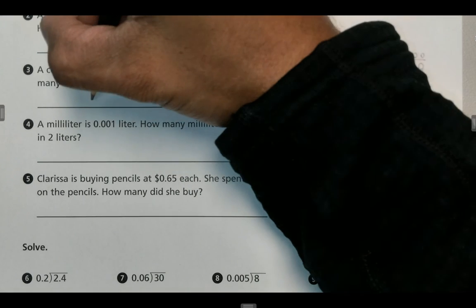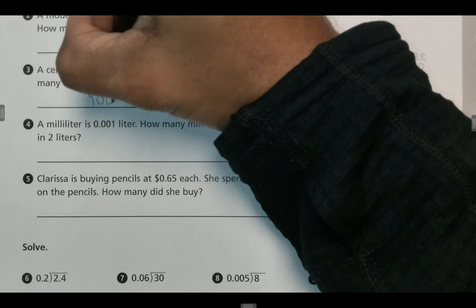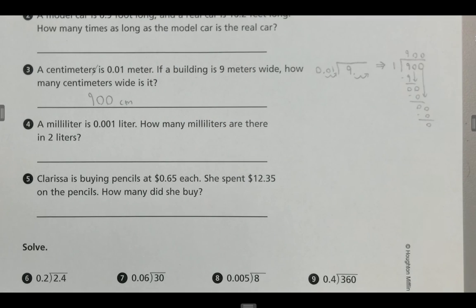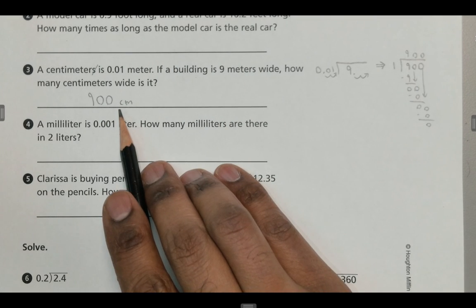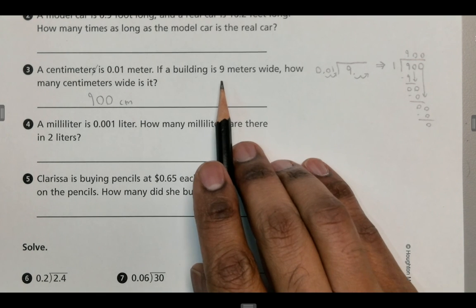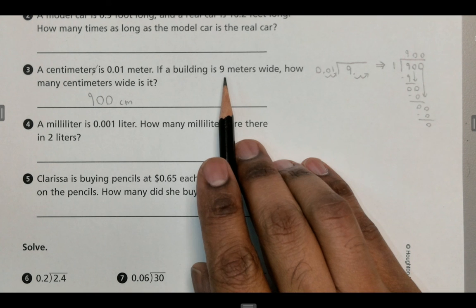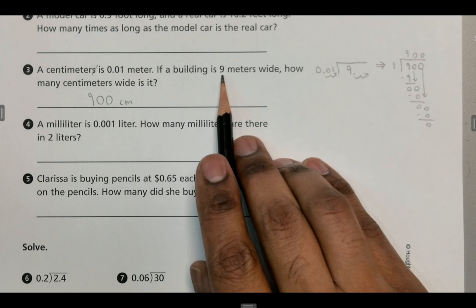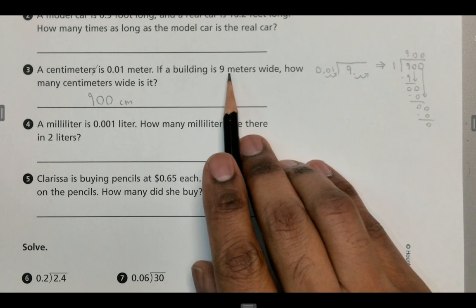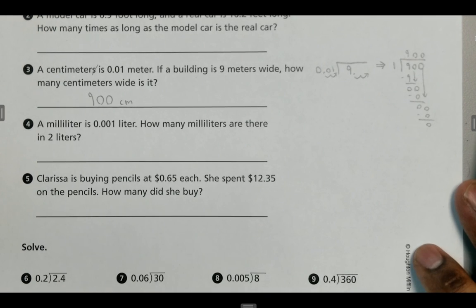900. 900 centimeters. And this makes sense, doesn't it? We can think about it in terms of multiplication as well. A meter stick is 1 meter long and 100 centimeters long. So 9 meter sticks back to back would be 9 times 100 or 900.